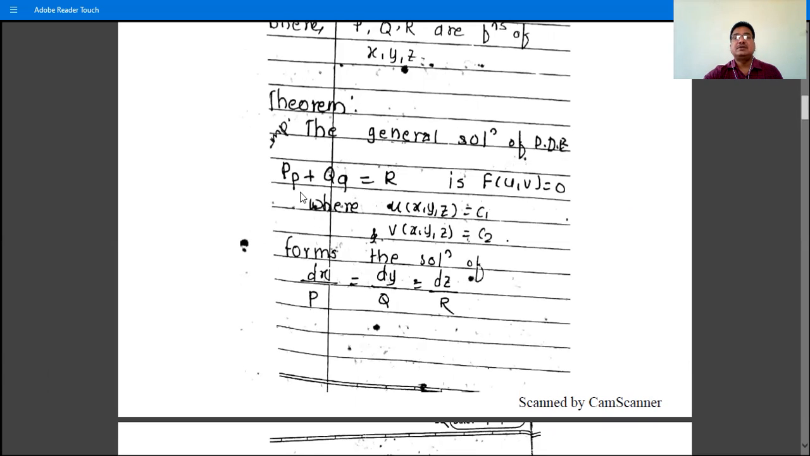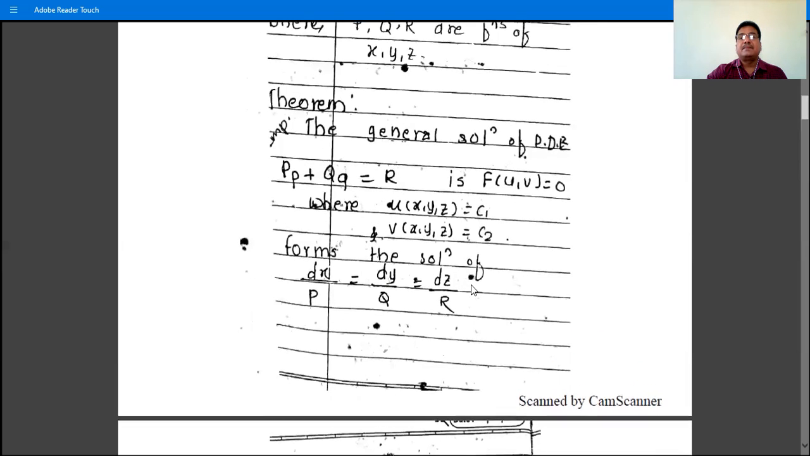The general solution of the partial differential equation Pp + Qq = R is f(u,v) = 0, where u(x,y,z) = c1 and v(x,y,z) = c2 form the solution of dx/P = dy/Q = dz/R.